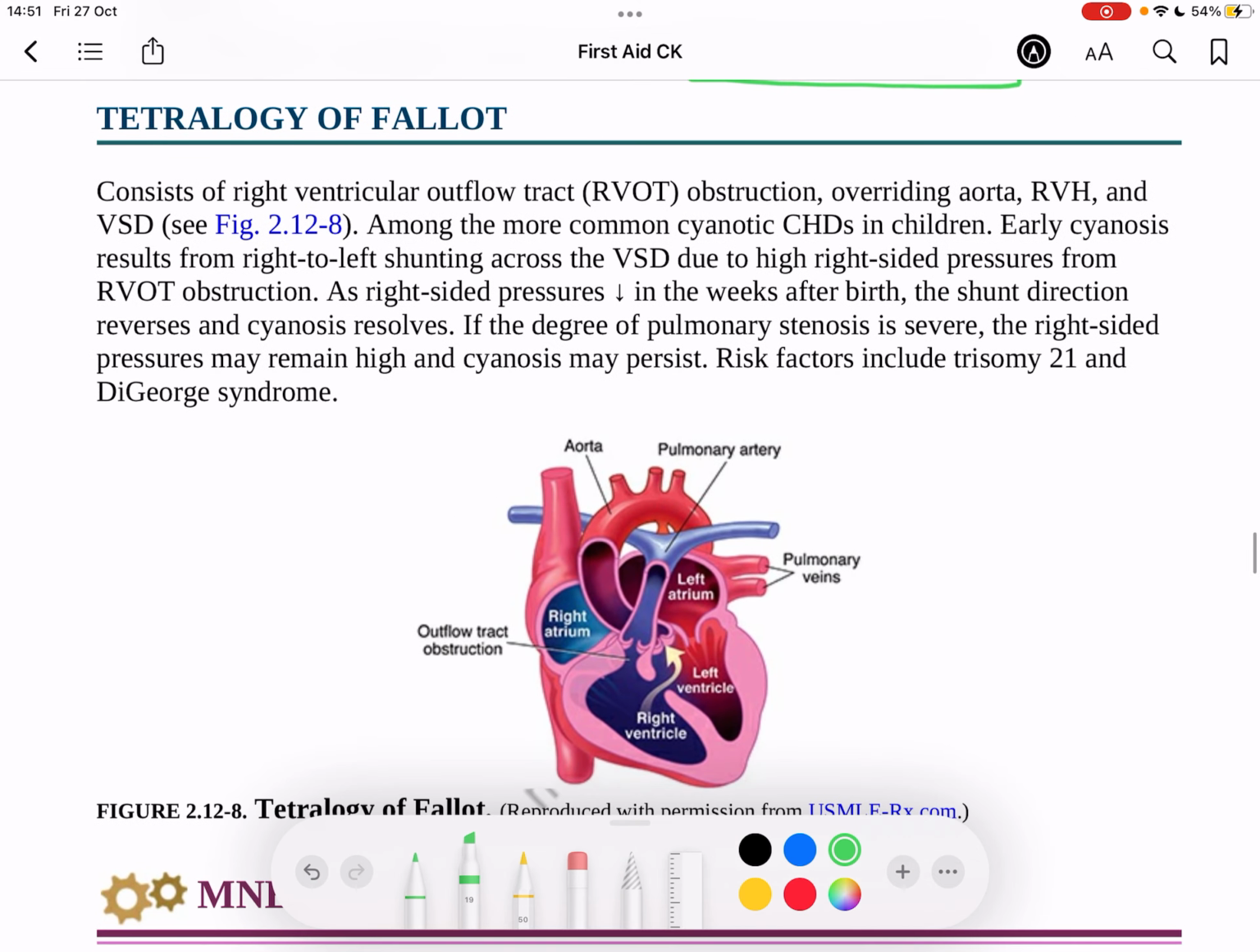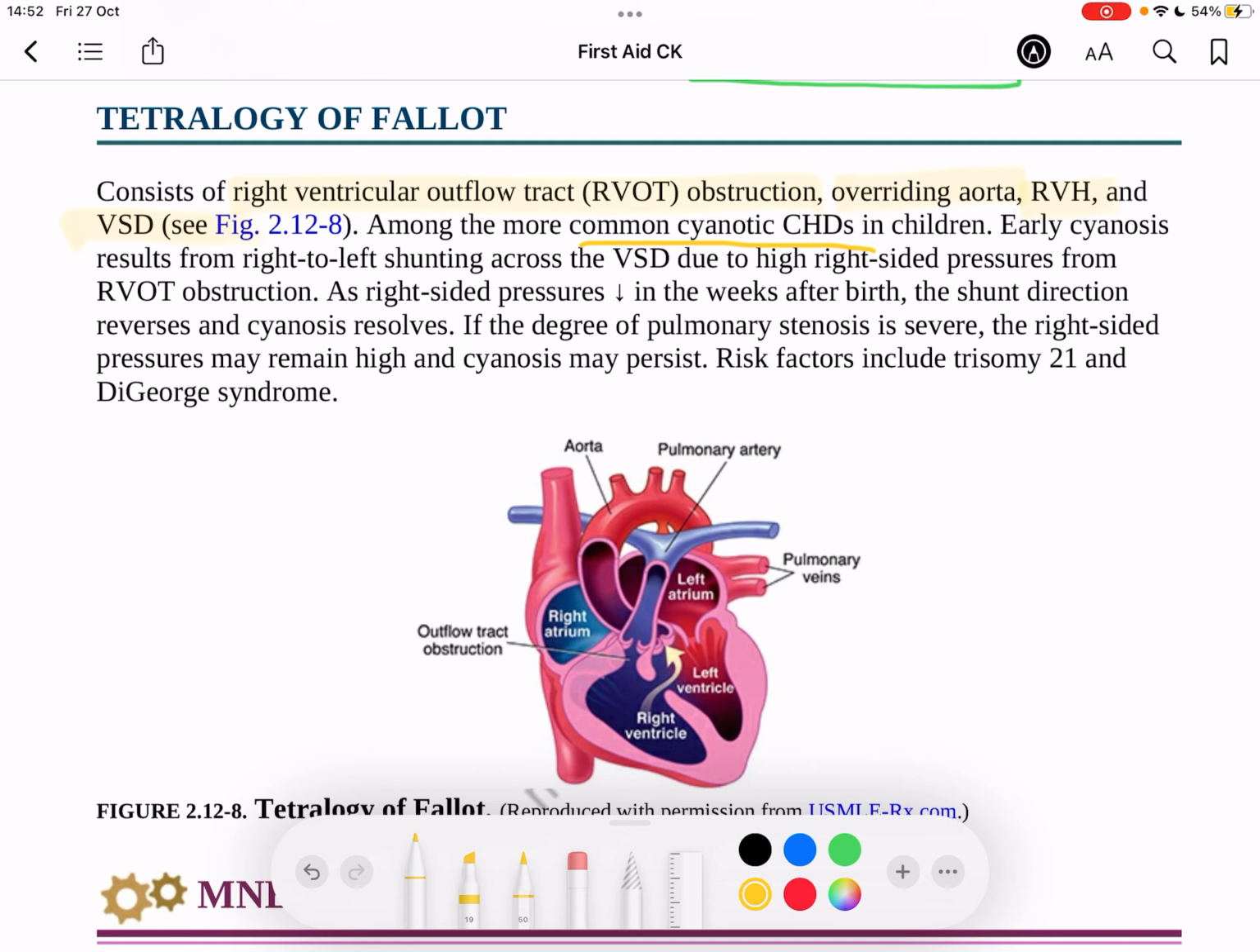Okay, we're now going to move on to Tetralogy of Fallot. Tetralogy of Fallot is your 4 signs, and it's going to consist of a right ventricle outflow obstruction. Okay, this is usually caused by a thickening of the infundibulum, which is just the part of the right ventricle just before the pulmonary artery, and this tends to cause a subpulmonic valve stenosis, overriding aorta, right ventricle hypertrophy, and a VSD. It is among, again, like transposition, one of the more common cyanotic congenital heart diseases.